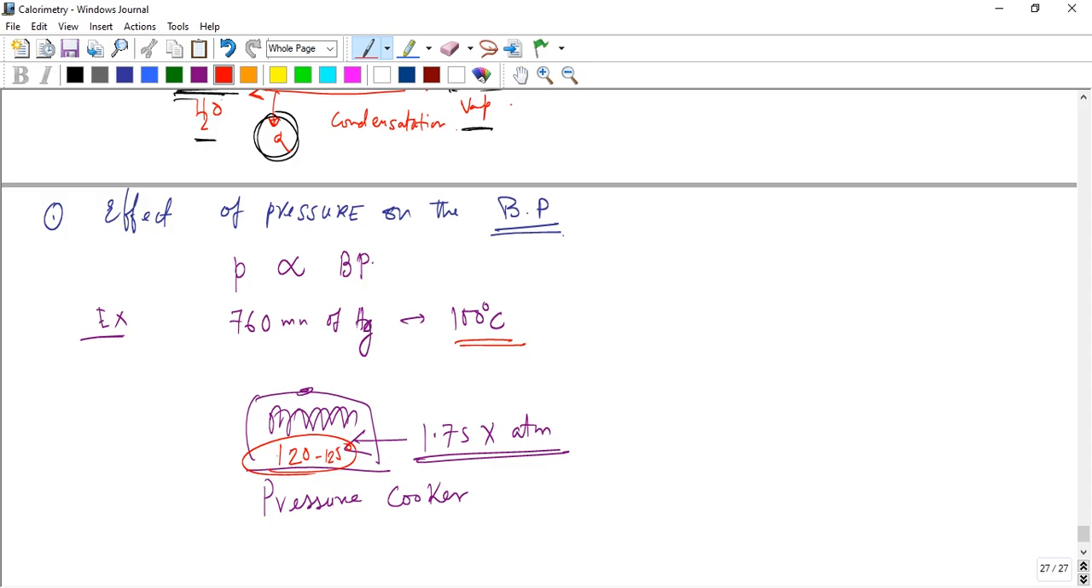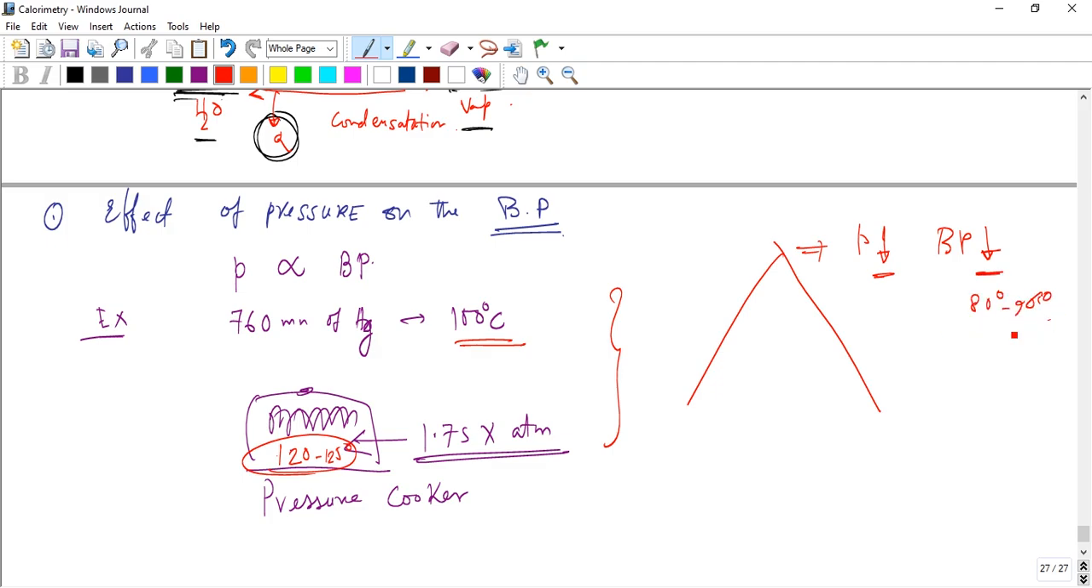Or in the case of high altitude, high hills or high mountains, atmospheric pressure is very low. So the temperature needed to boil is lower. At a high mountain, the pressure is low, so the boiling point is also low. On a higher mountain, I think the boiling point is 80 to 90 degrees, in high hill areas.